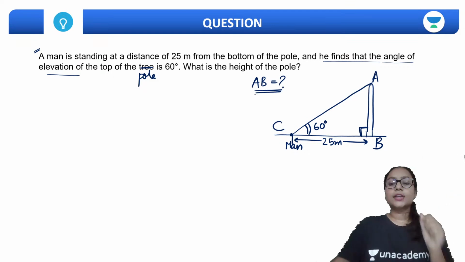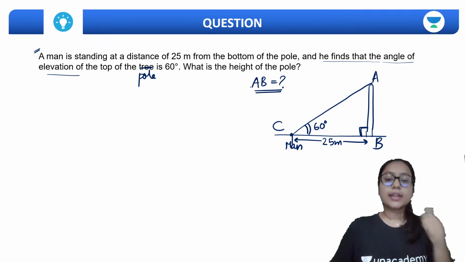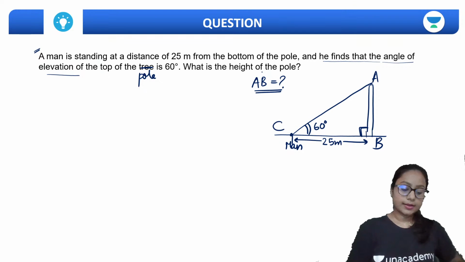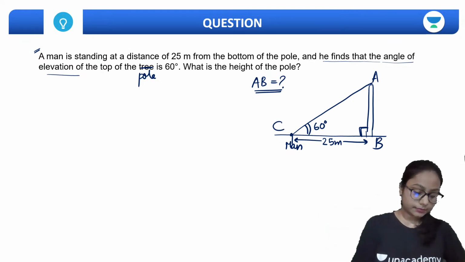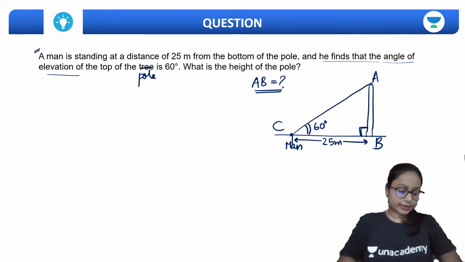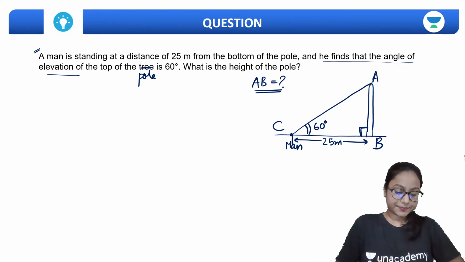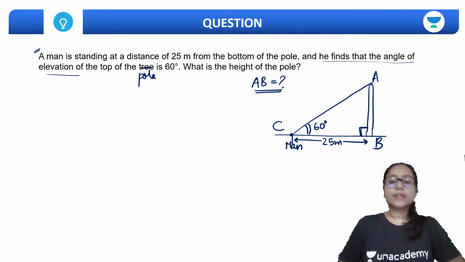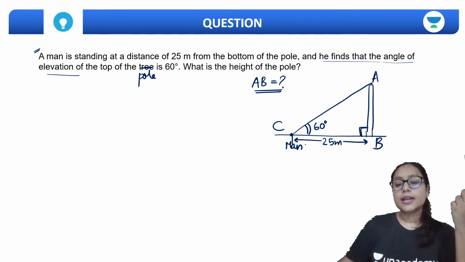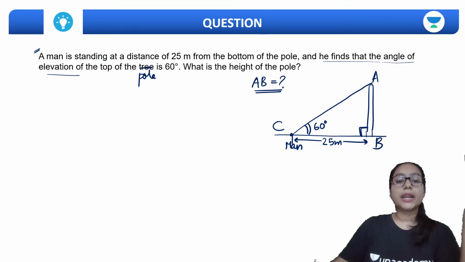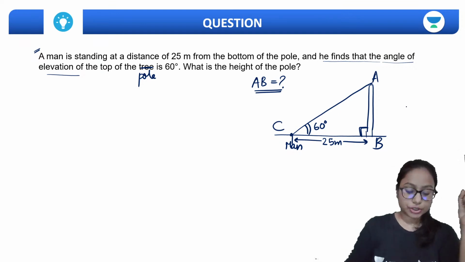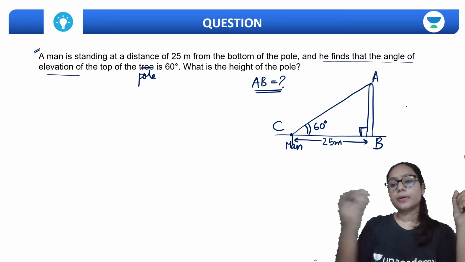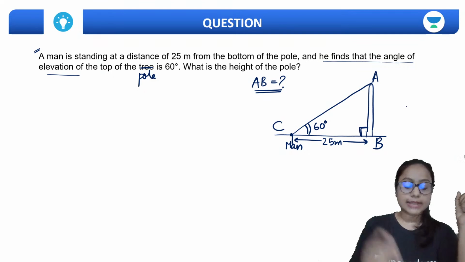Am I right? So can you tell me which trigonometric ratio should I use? Think about it, which trigonometric ratio should be used here? All of you. Which trigonometric ratio will you use? We have the base, we have to find the perpendicular. Between perpendicular and base, which trigonometric ratio establishes the relationship?